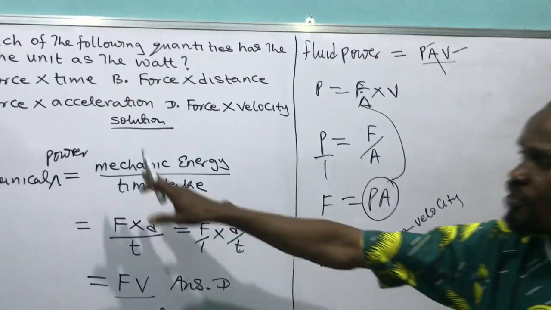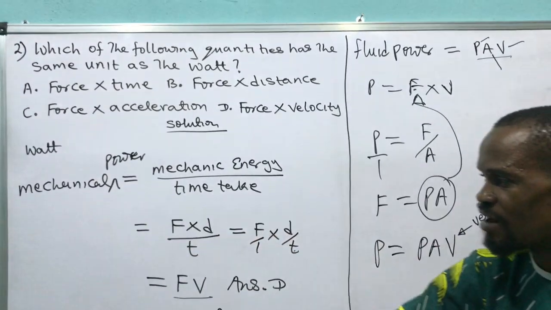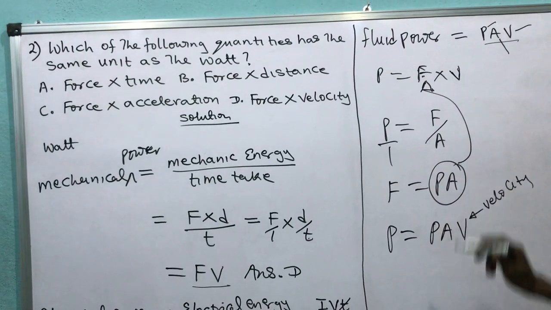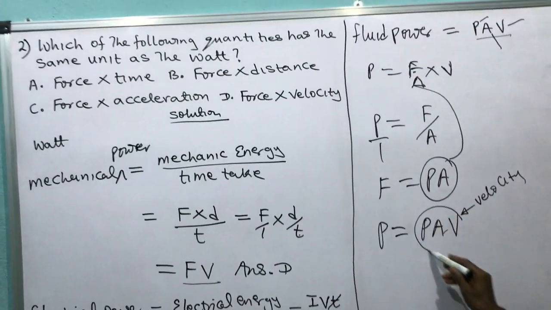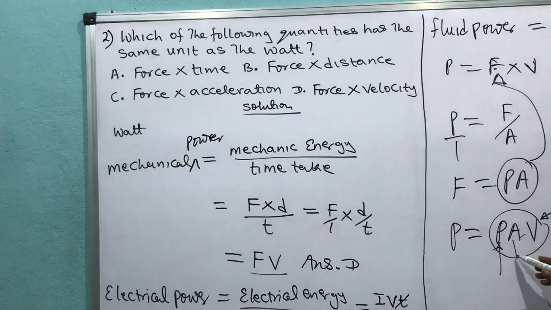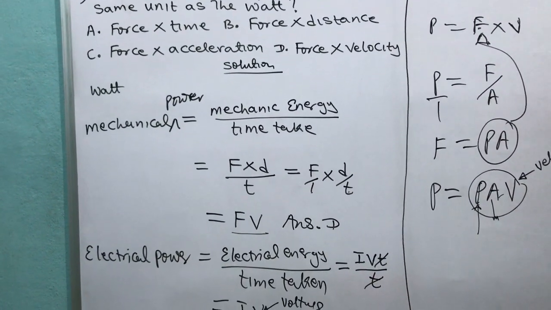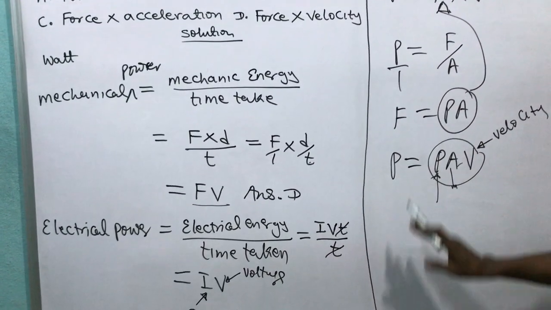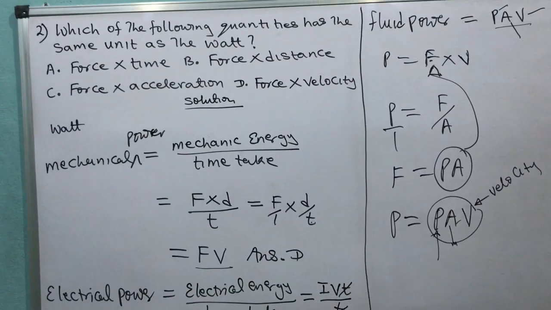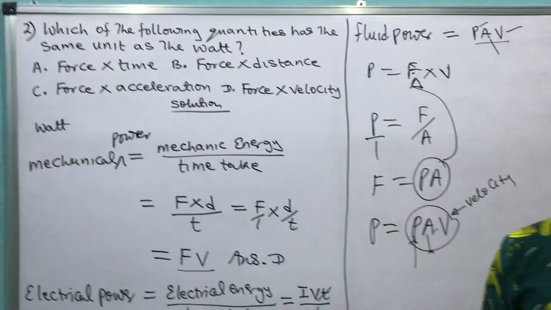We have mechanical power, we have electrical power, and we have fluid power. And fluid power is calculated with pressure in Pascal, the unit of pressure being Pascal, area in meter squared, and velocity in meters per second. And the mechanical power is in watts. Let's go to question number 3.